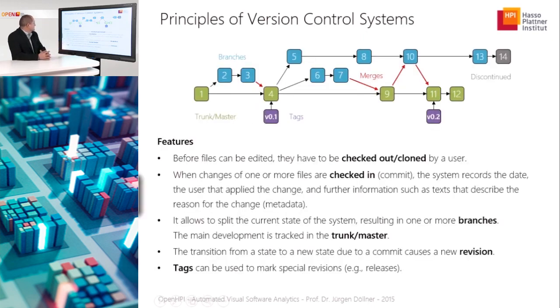Now, let's see what are the typical features of a version control system. The typical features are very similar across all different types of version control systems. Main features include a mechanism for checking out or cloning certain parts of the system, and vice versa, the reverse functionality to check in modified artifacts of the system, called checkin.